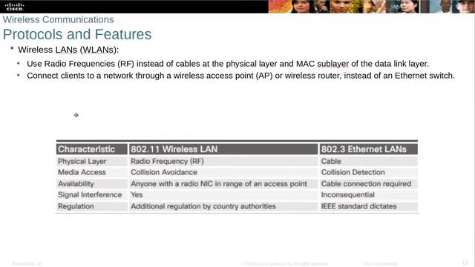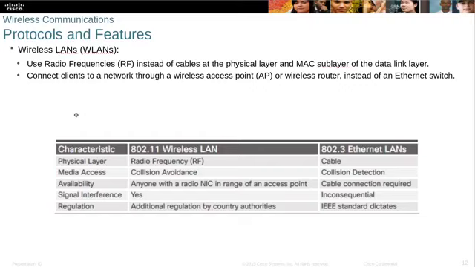Wireless communication. WLANs, wireless local area networks. They make use of radio frequencies, electromagnetic waves. Radio frequencies normally at one of two frequencies, 2.4 GHz or 5 GHz. And they use those instead of cables at the physical layer and the MAC sublayer of the data link layer. Clients connect to the network via a wireless access point, which is effectively a wireless version of a hub or a wireless router instead of the Ethernet switch.